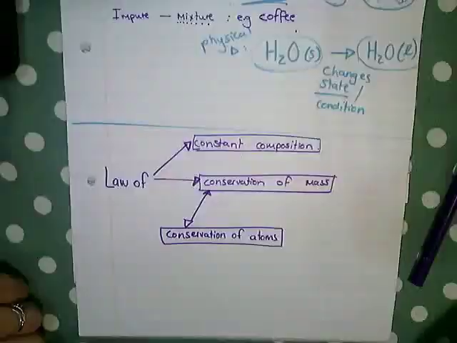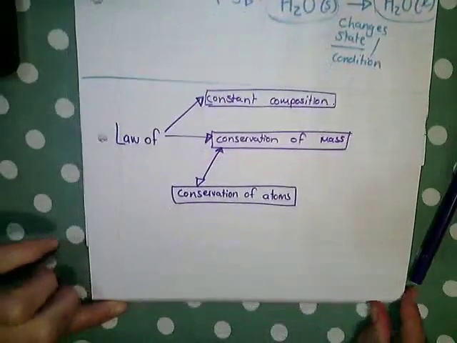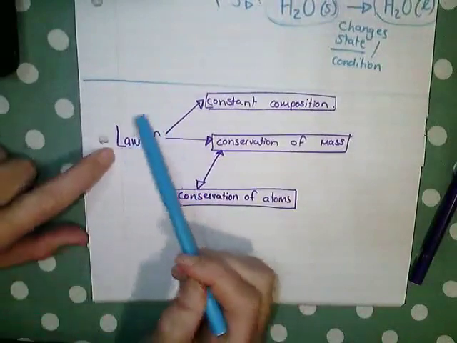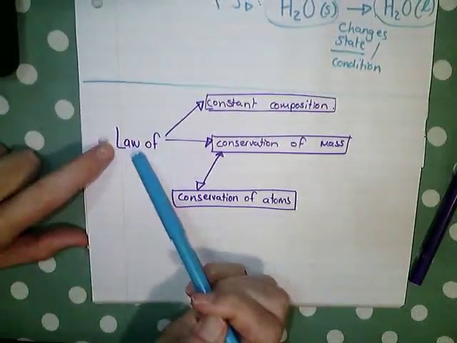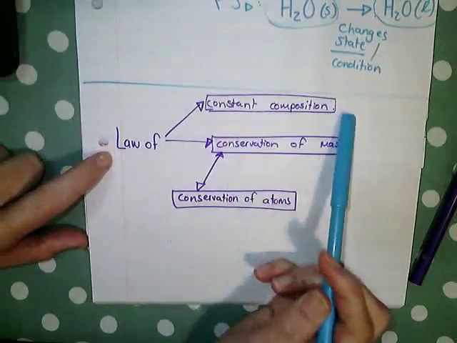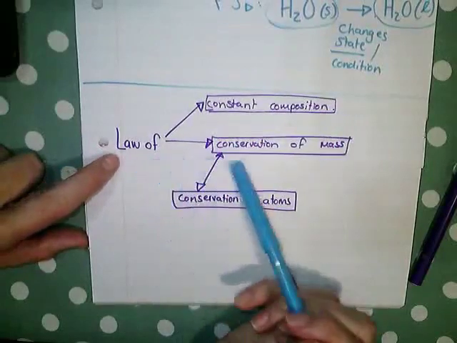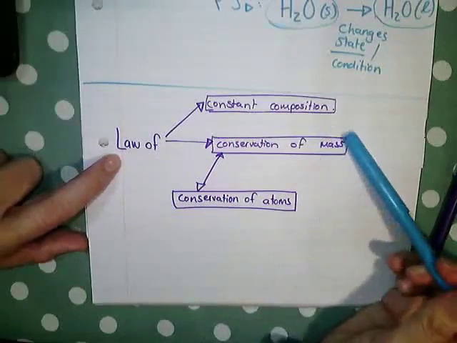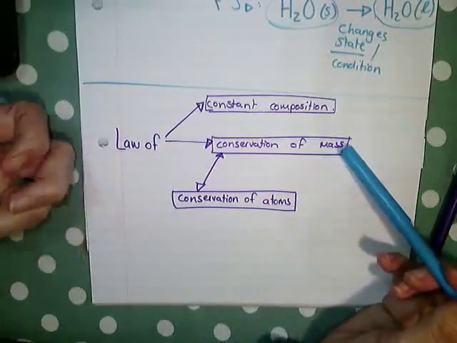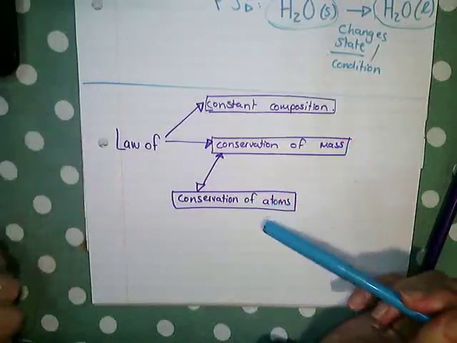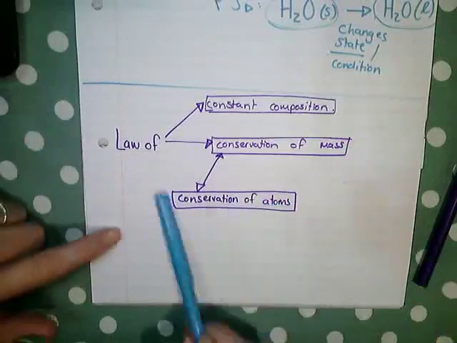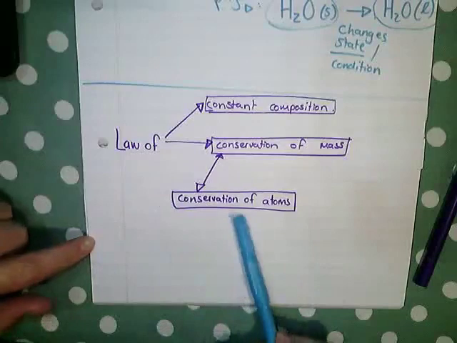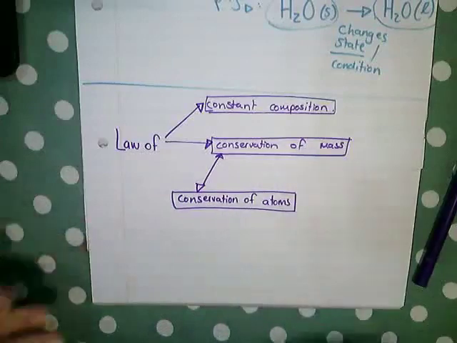The second thing that I just quickly want to talk about is the laws of chemistry when chemical change takes place. Now we have the law of constant composition, the law of conservation of mass, and the law of conservation of atoms. The law of conservation of mass exists because of the law of conservation of atoms. So atoms are conserved in a reaction. That's why mass is conserved.